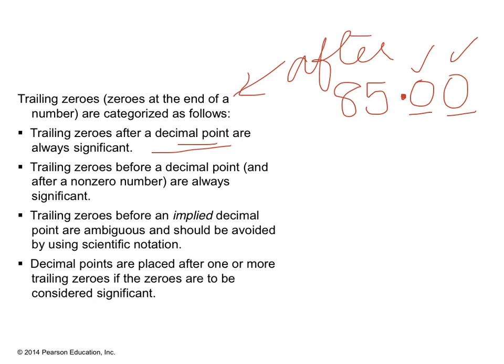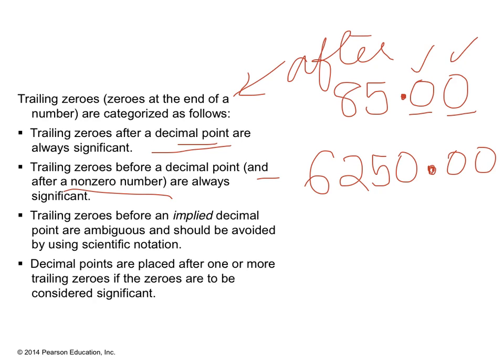Trailing zeros before a decimal point are significant, before a decimal point and after a non-zero number. What does that mean? Say 625.00. So this zero is before the decimal, these zeros are after the decimal. They are also significant.